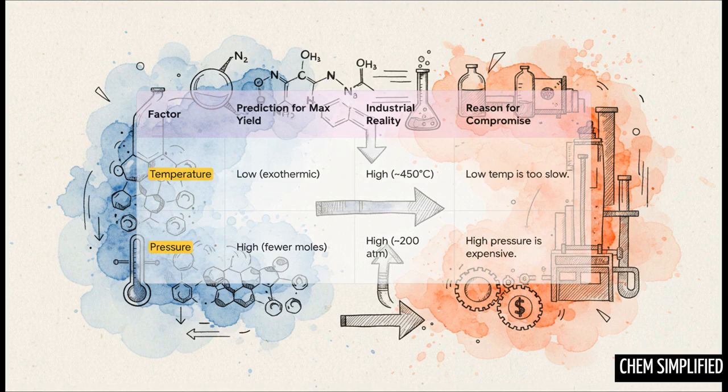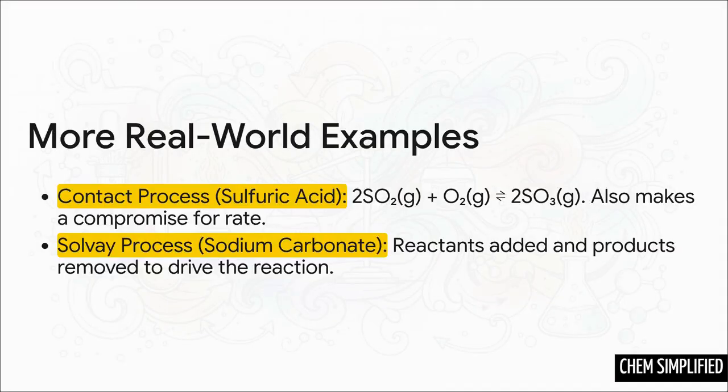So, the solution is a compromise. It's a carefully chosen temperature and pressure that finds the sweet spot, balancing how much you make, how fast you make it, and how much it costs. It's a beautiful trade-off between what thermodynamics wants and what kinetics will actually allow. And you see the same logic all over the place. The contact process, which makes sulfuric acid, faces the exact same compromise between temperature and pressure. The Solvay process is another really clever application.